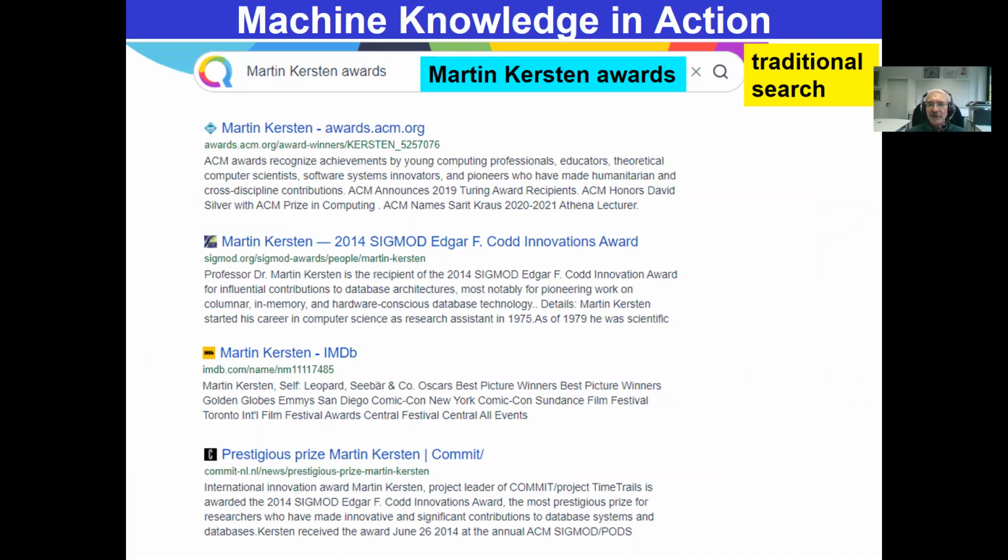One way of introducing this is by means of search engines, which is a major use case. This shows you a search engine 10, 12 years ago without any underlying knowledge bases or knowledge graphs, as industry calls them. I query for Martin Kersten awards. I get back 10 blue links with good quality pages, but I have to sift through them, browse back and forth. 30 minutes later, I have what I wanted to know, but it's tedious.